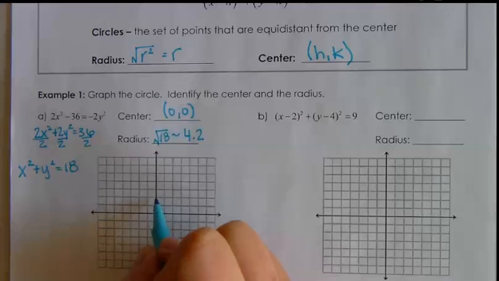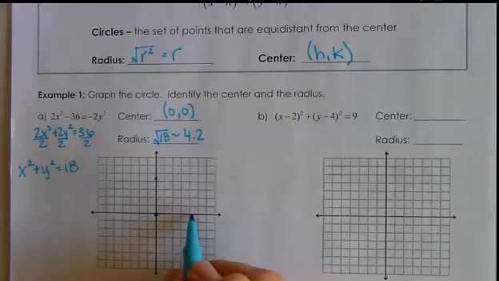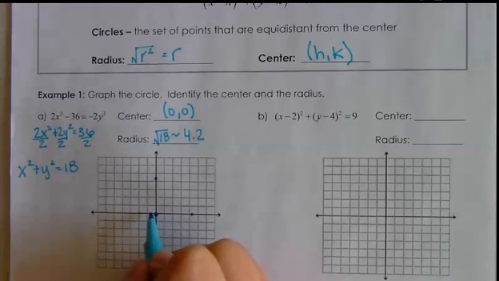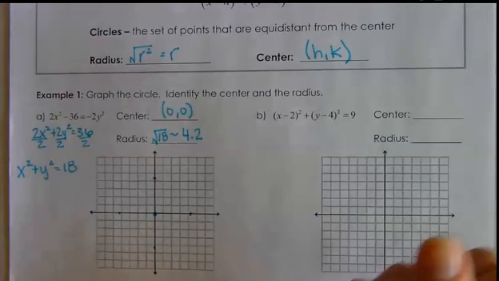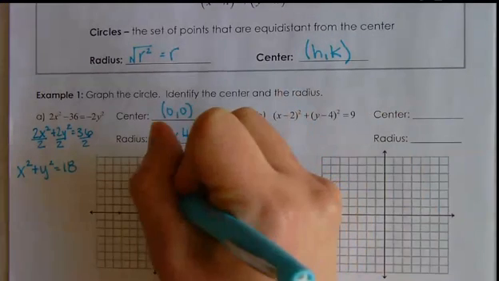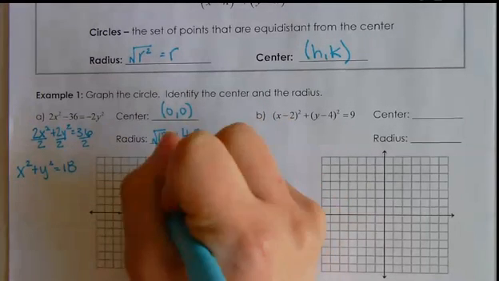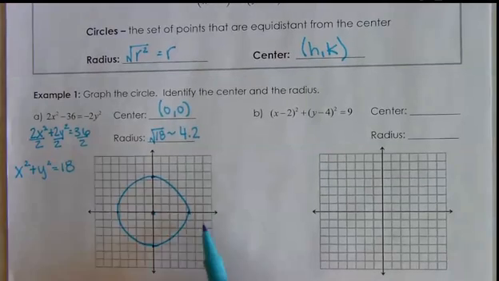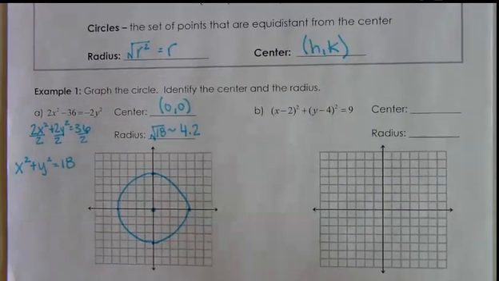So I'm going to go up 4.2. I'm going to go to the right 4.2. I'm going to go down 4.2. And I'm going to go to the left 4.2. And then I'm going to draw a circle. And you're not going to laugh at my circle, and I'm not going to laugh at your circle. So we're just going to all be nice when it comes to drawing circles. All right, look at that. Okay, so there's my circle. It's so beautiful. Now, let's look at one that's shifted a little bit.